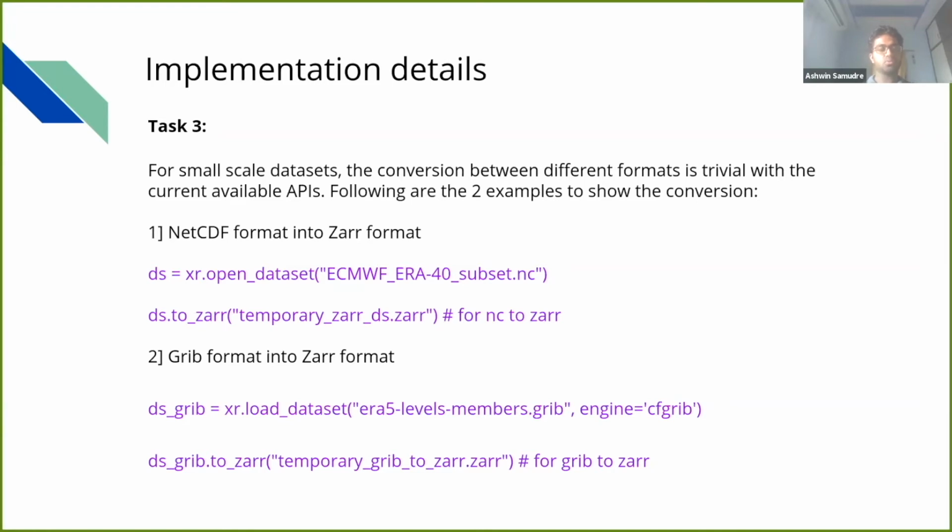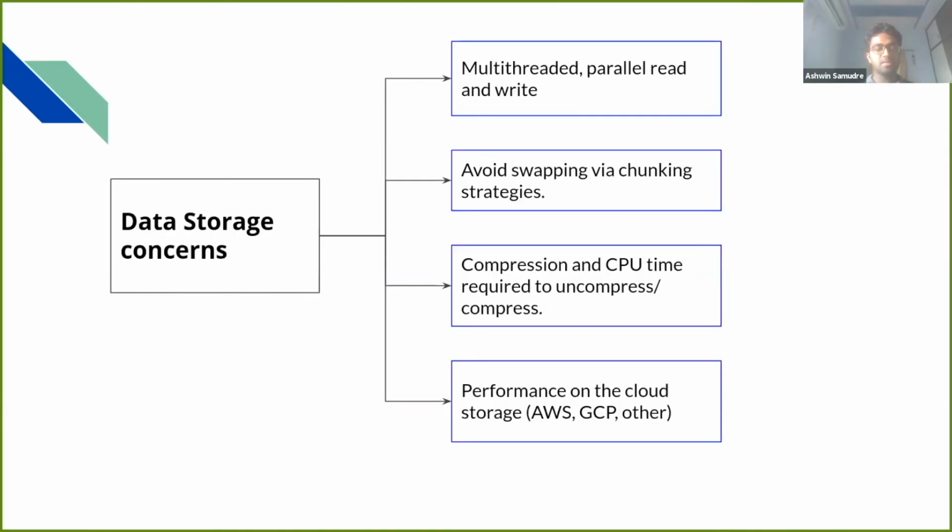But when we are moving to data sets of huge sizes, then it's not really that feasible. That's why we need proper methods for how we are going to convert this data set into Zarr format. The main concerns with data storage can be summarized as these 4 points. We need multi-threaded parallel read and write when we are handling data. We also want to avoid swapping via chunking strategies. What we mean by chunking is that we should be able to store the data in the form of chunks so that it is easier to access, instead of having the swapping.